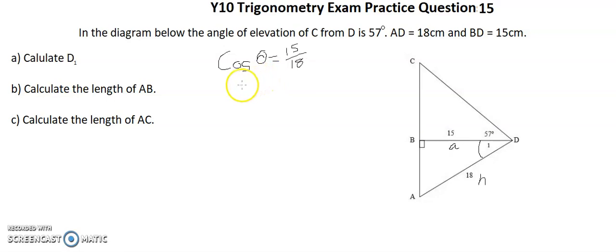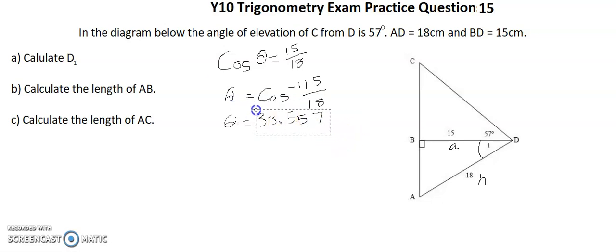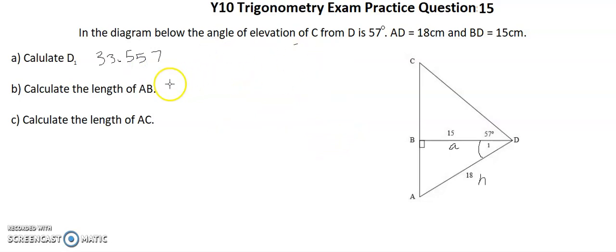I would like to get my angle by itself, so that means I am doing the inverse. So the inverse of cosine of 15 over 18. This gives me my alpha, my angle, is going to be equal to 33.557. So that's the first part. So I'll put that over there and I'll make some extra space for the next section.